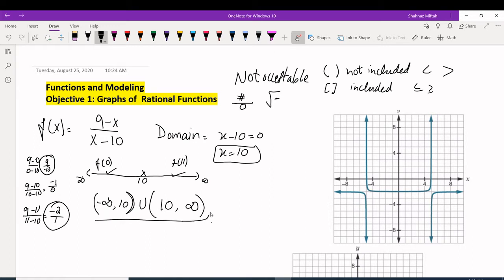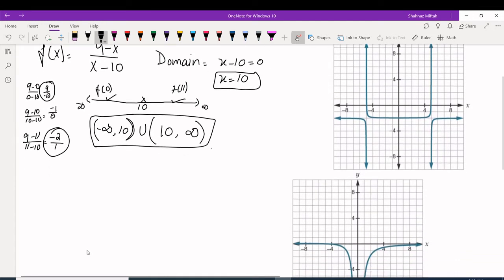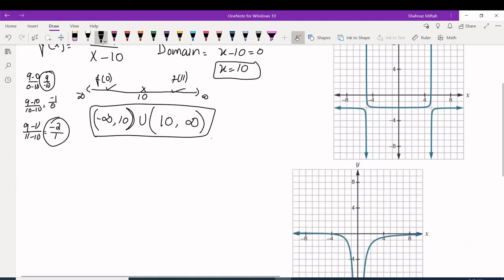So this is my domain of the function. Now let's figure out how to find the range of the rational function. So that was domain. Let's talk about range. Range means a y value, right? And I have the same function. For example, I'll make it up: 9 over x minus 10, the same thing. I just changed it a little bit. So this is my range.